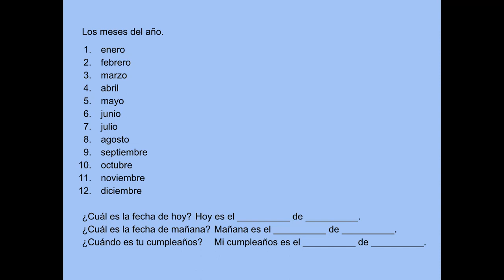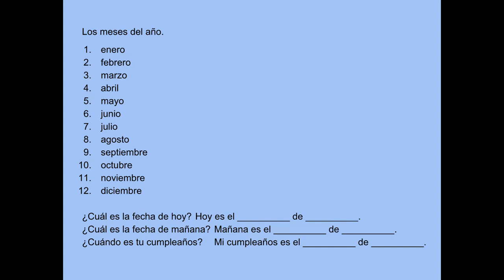Los meses del año. This is intro. You will see this again in Spanish too. But what's important is we can see that the months are cognates. Many of them look similar to what we see in English. So for pronunciation, we could just go through and say enero, febrero, marzo, abril, mayo, junio, julio, agosto, septiembre, octubre, noviembre, diciembre. Notice too that the months are not capitalized in Spanish, unlike their English counterparts.